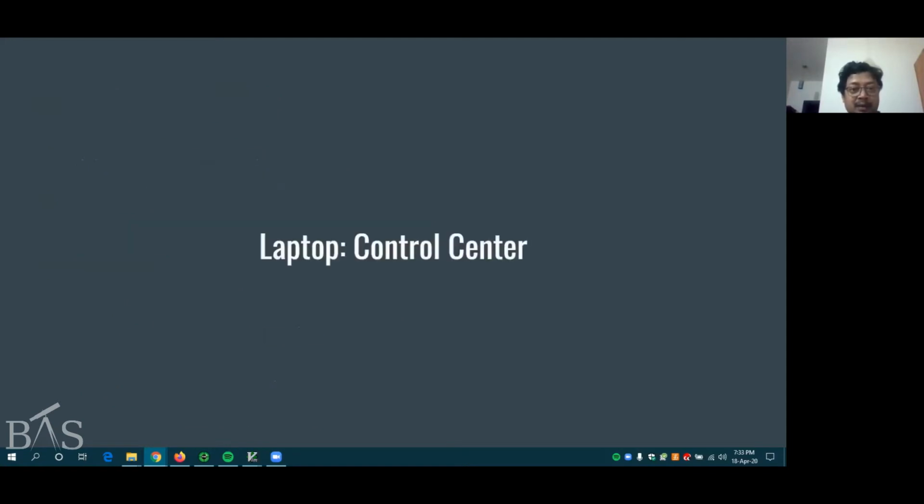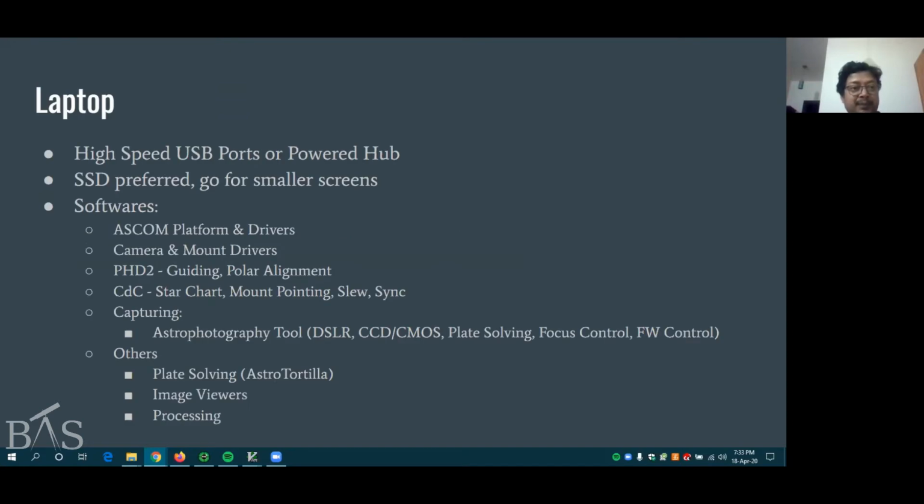And finally, you need a laptop to control everything. Having high-speed USB ports or a powered hub is highly required and recommended. If you have an SSD, it's good. Go for a smaller screen. You don't need a 14-inch or 15-inch laptop in the field. A smaller screen laptop will actually last longer for the battery that it has. There used to be one brand of laptops which used to be quite popular for our purpose. I think I'm forgetting the name now.